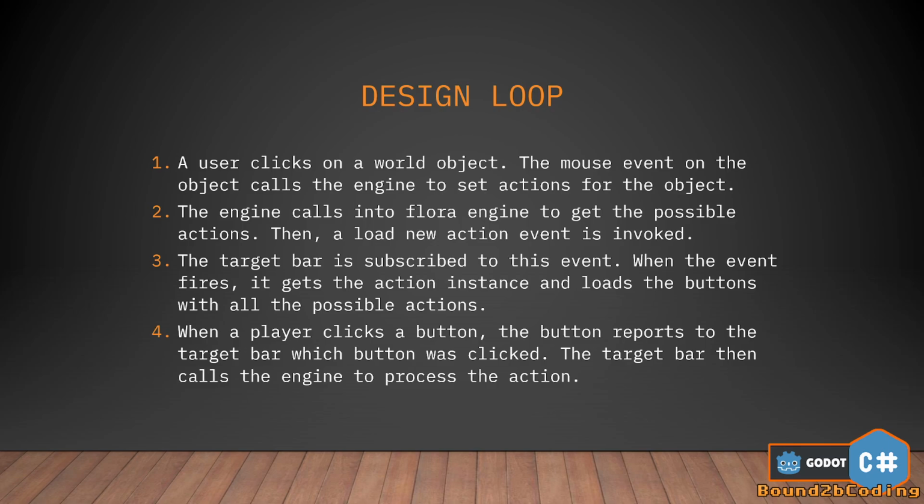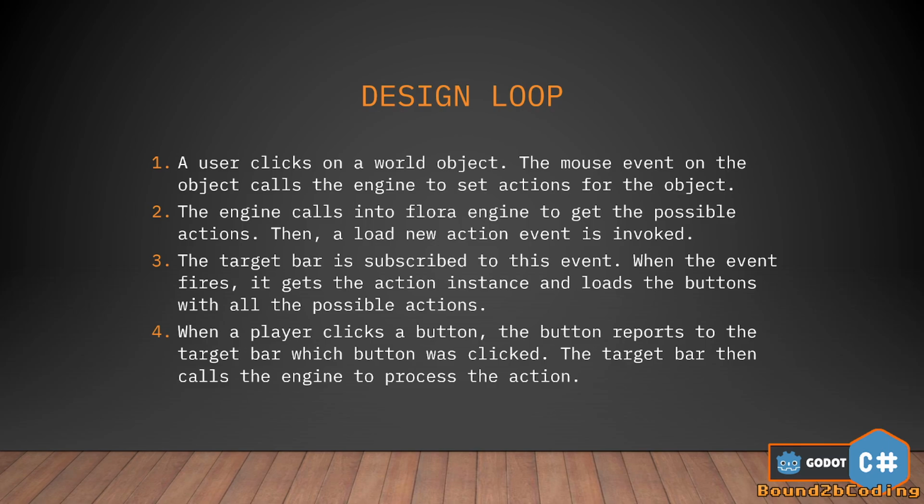Now, the design loop, we'll talk about that for a second. So here's what happens. A user clicks on a world object. The mouse event on the object calls the engine to set the actions for the object. So when I click on the object, I need a set of actions. And so I'll capture the mouse event, I'll pass it to the engine and say, hey, give me the actions for this object. The engine calls into, and I'm using as an example today, my Flora engine.